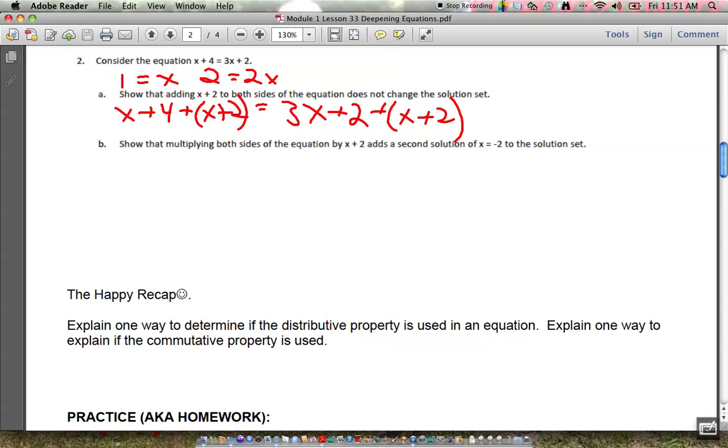All right, let's look at what the next one says. The next one says, show that multiplying by x plus 2. All right, if you work on that one at home, you'll see that x equals negative 2 also works.